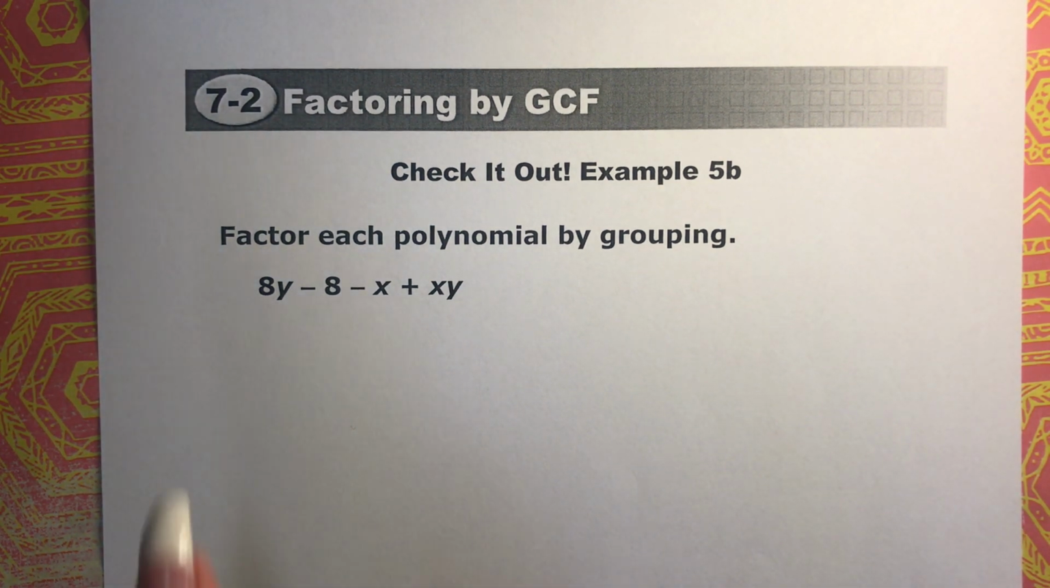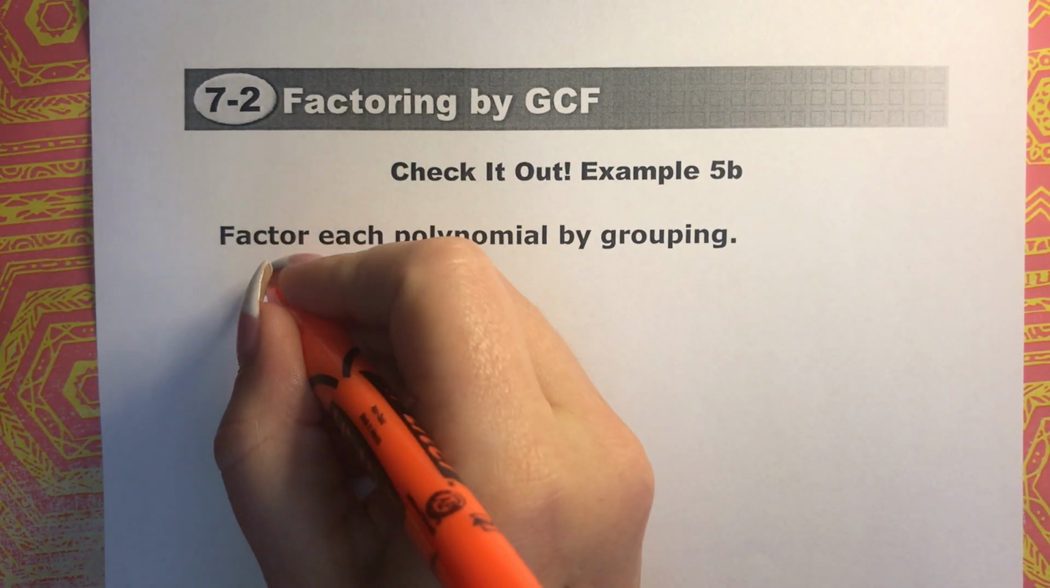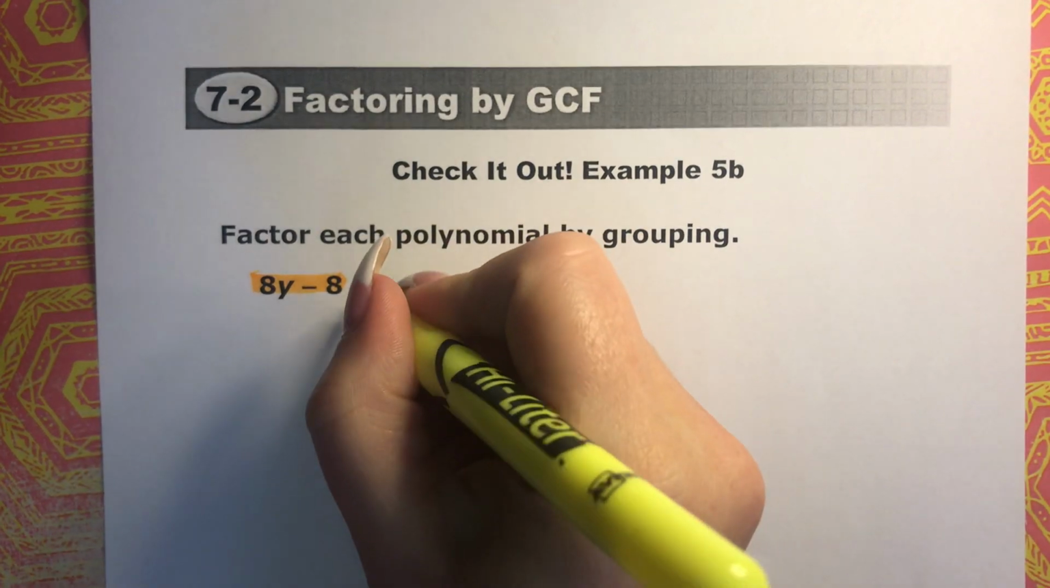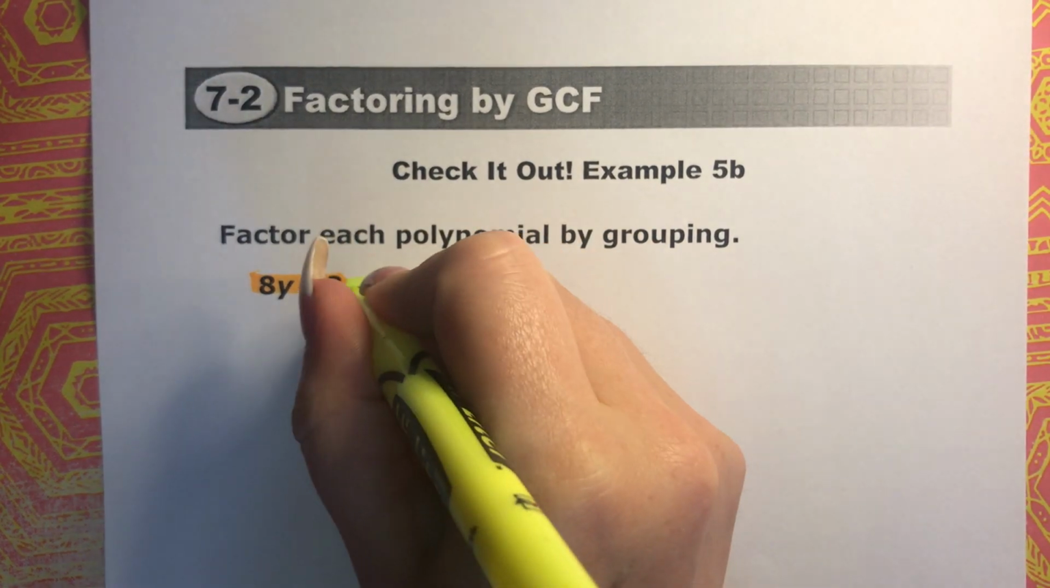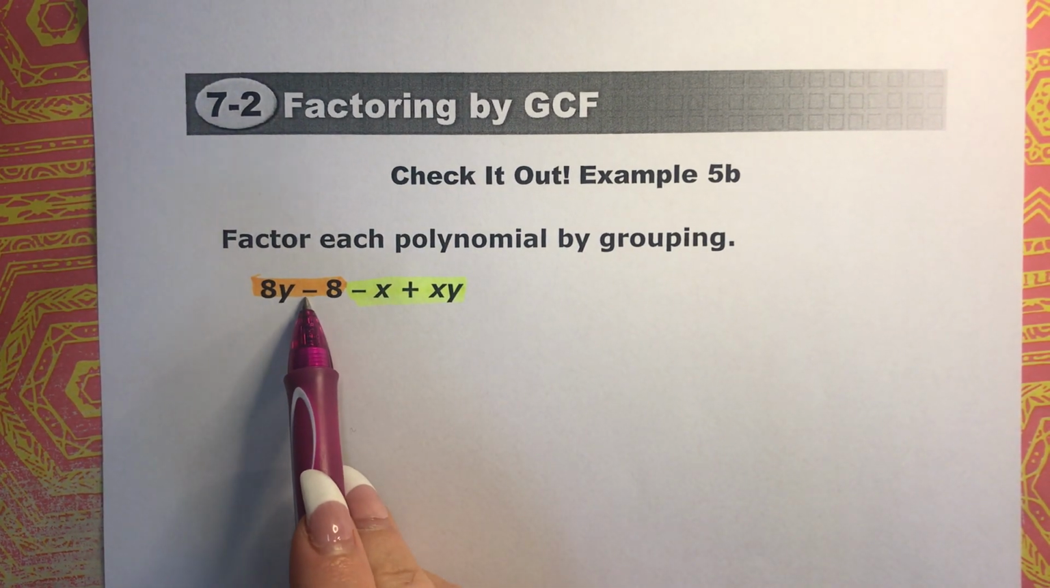Okay, let's see how you did. There's 1, 2, 3, 4 terms, so we know we're going to be factoring by grouping. So I'm going to group the first two together, and I'm going to group the last two together here. Okay, and let's just go for it. So we have 8y and -8.